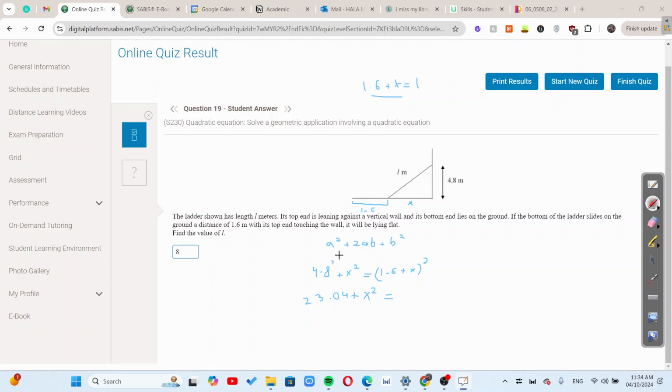Now here you do a squared plus 2ab plus b squared. Whenever you see each number squared by itself, just square it by itself. And when you see a bracket squared, then you do it. So 1.6 squared is 2.56, plus 2ab, which is 1.6 times 2, which is 3.2x.